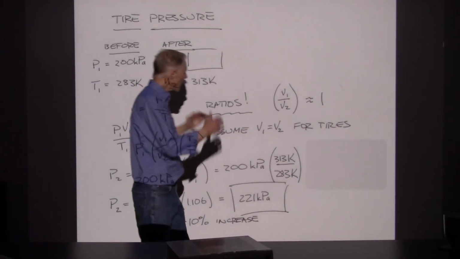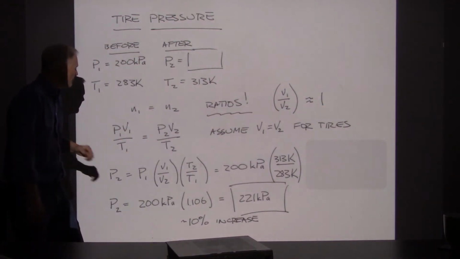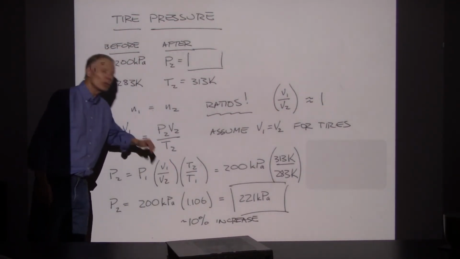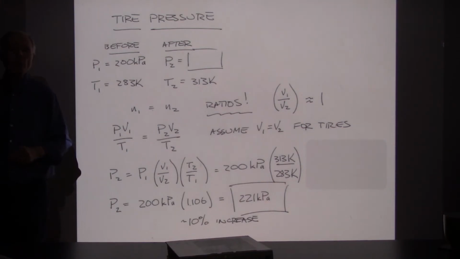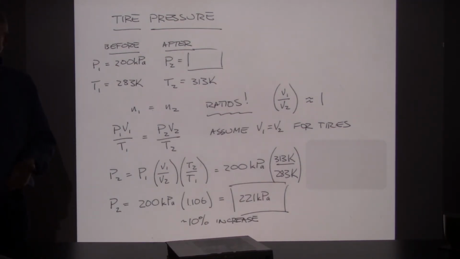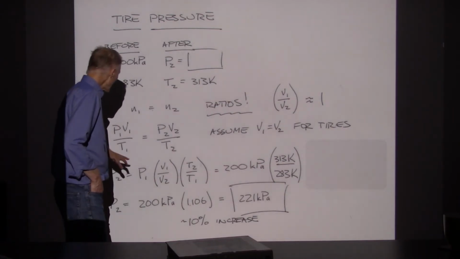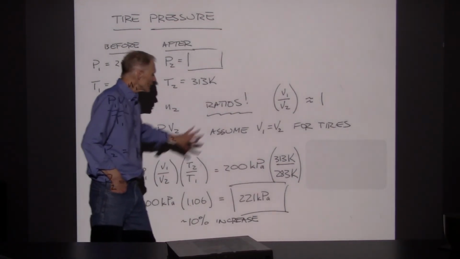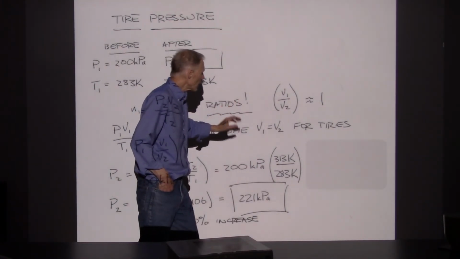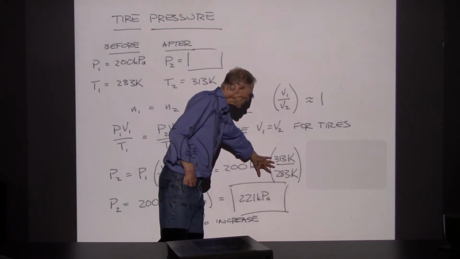They're assuming that the volume before and after is the same, and that means this ratio drops out. There was no significant change in volume. That becomes a ratio of 1, and we can drop it out of the calculations. So now we're down to the original pressure times the ratio of the absolute temperatures.